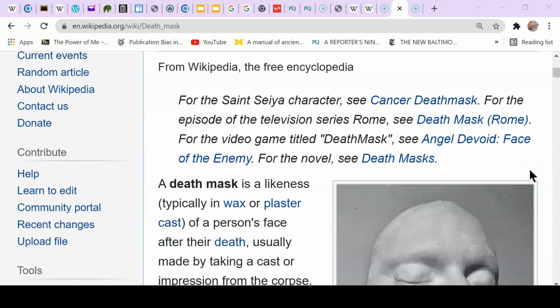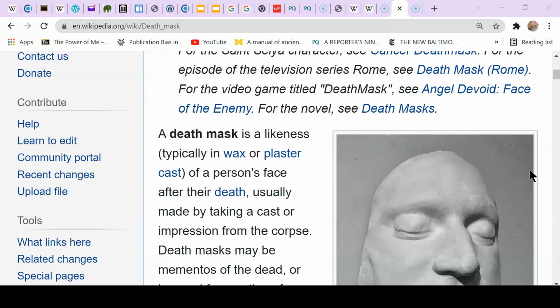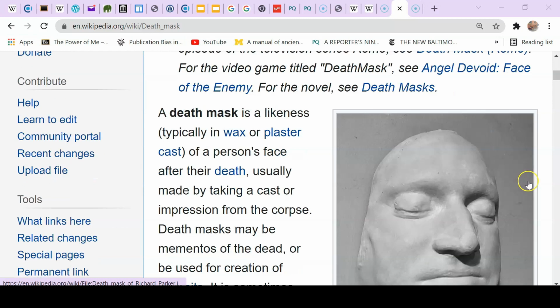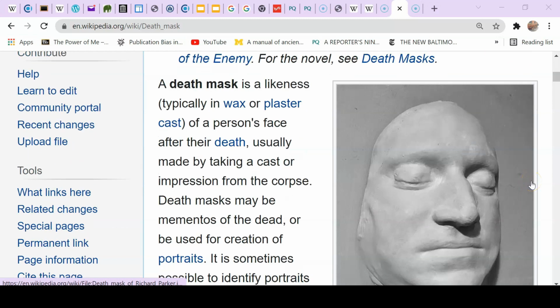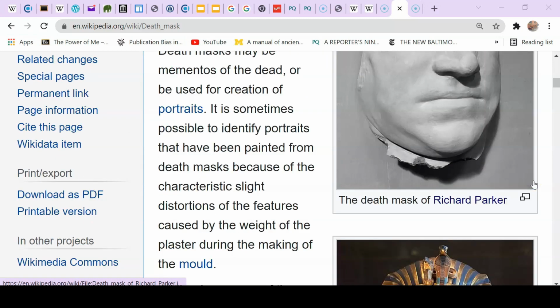Death mask is a likeness, typically in wax or plaster cast, of a person's face after their death, usually made by taking a cast or impression from the corpse. Death masks may be mementos of the dead or be used for creation of portraits. It is sometimes possible to identify portraits that have been painted from death masks because of the characteristic slight distortions of the features caused by the weight of the plaster during the making of the mold.